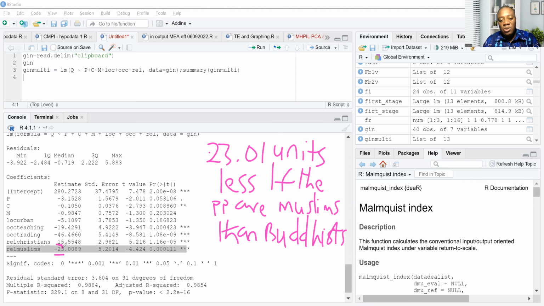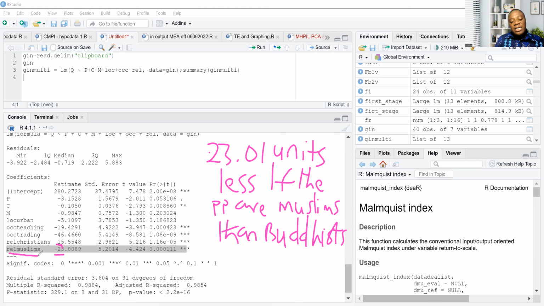So quantity demanded is 23.01 units less if the people are Muslims. Now you see, I'm now interpreting the Muslims. So I'm saying if the people are Muslims, then the reference category. Before you interpret this, you must have already known what is the reference category for this particular dummy level that I'm interpreting. What is its reference category?